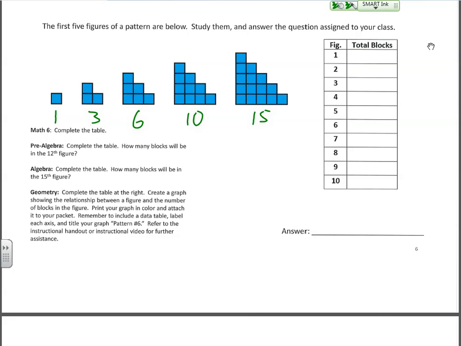Your job is to complete the table, and we're back to creating a graph for this particular pattern. So in Google Sheets, I want you to make your data table, make your graph, label it pattern number 6, and then print and attach it to your packet. This one does not have to be printed in color. So those of you that have been sharing it with me in Google Sheets because you don't have a color printer, now you can print it in black and white because there's only one color to work with, so it doesn't need to be in color. But that's what you need to do for this page.